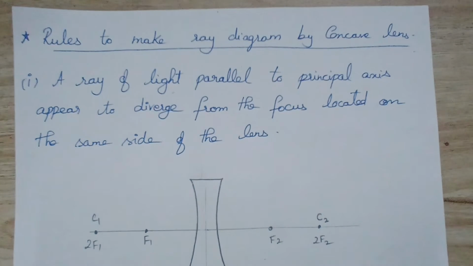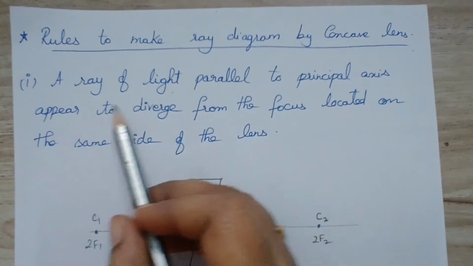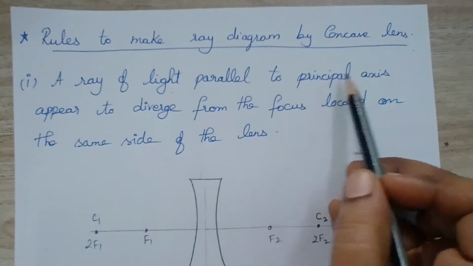Okay, so we have three rules to make the ray diagram. Like for the convex lens, for the concave lens also we have three rules. Okay, let's see one by one. First one is a ray of light parallel to the principal axis.